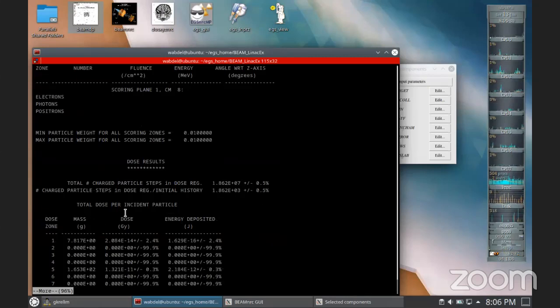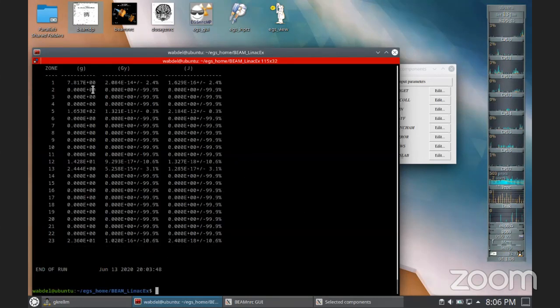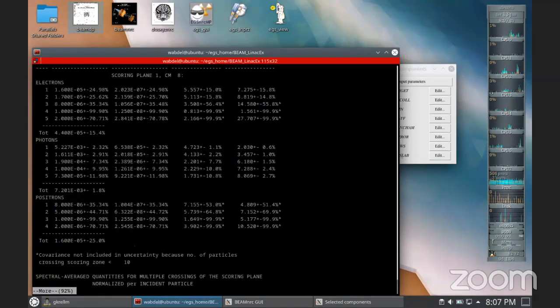Yes, so this is the total dose per incident particle. This is where those zones are. You see, this is at the end of the list file. We have a zone 1, another zone 5, a zone 12, a zone 30. And these are the doses with their statistical uncertainties. So that's how you get the dose in the regions.